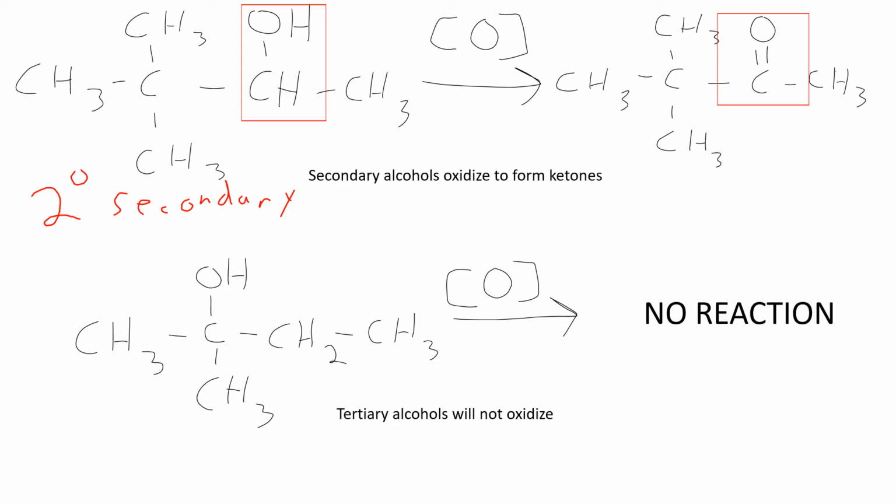So again, the changes are going to happen at the functional group. That's where all of our changes end up happening. So when we oxidize a secondary alcohol, what we're going to see is that they're going to form ketones. And we can see that structure in the upper right-hand corner. Oxidize a secondary alcohol, you will end up forming a ketone.